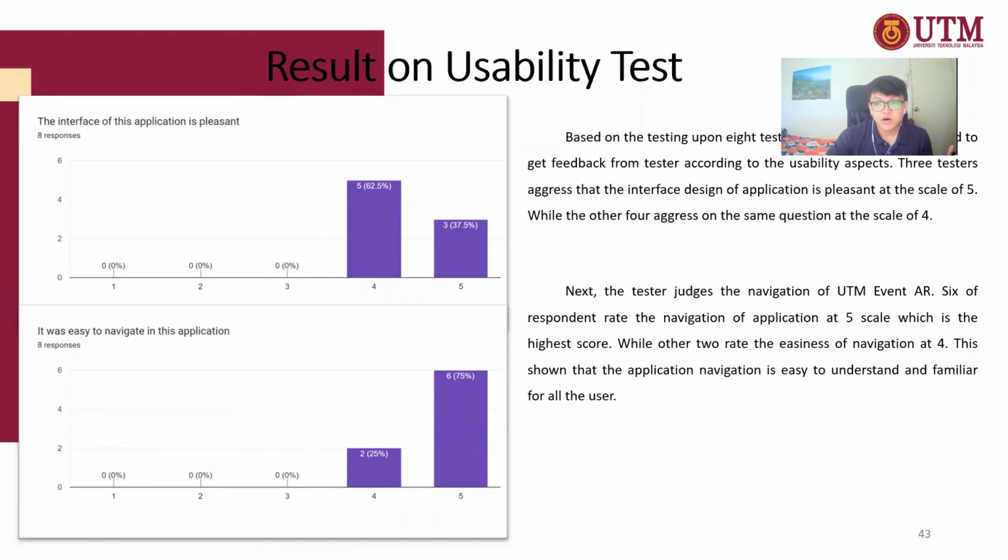For the results of the usability test, we gathered feedback from them. The first question was that the interface of this application is pleasant. 3 of the testers gave a mark of 5 out of 5, and 5 of them marked 4, which is good for them. The second question was that it was easy to navigate in this application. 6 of the testers answered 5, while the other 2 answered 4, which means that our application is easy for them to navigate.